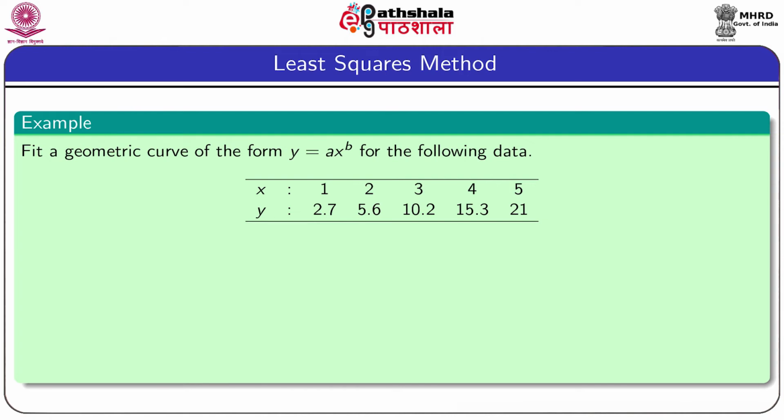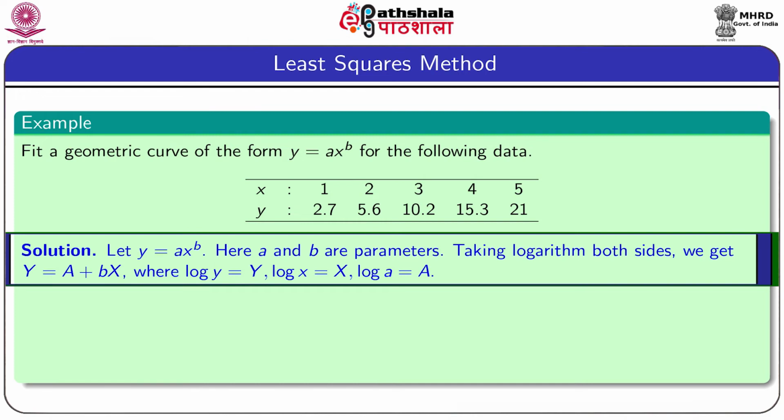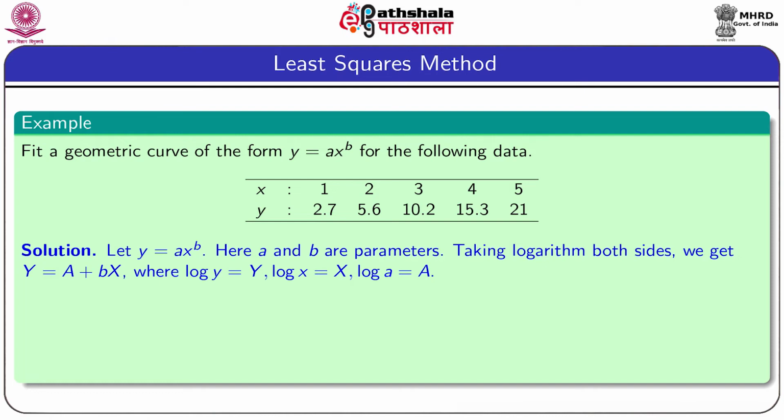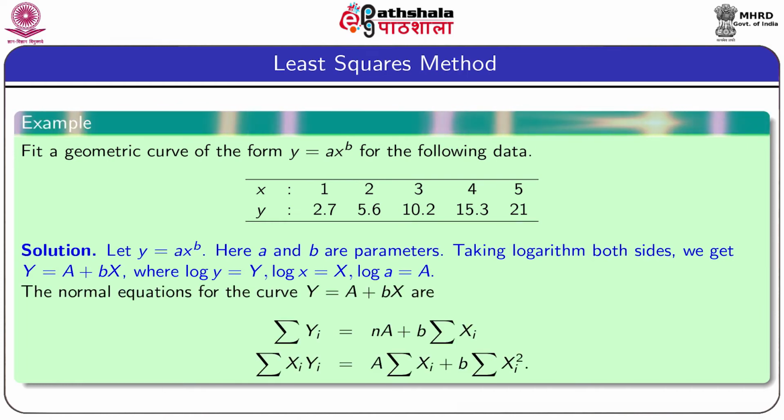Now we consider an example to fit a geometric curve of the form y equal to a into x to the power b from the following data. Let y equal to a into x to the power b be the geometric curve, and a and b are the parameters. By taking logarithm on both sides, we get capital Y equal to capital A plus small b capital X, where log y equal to capital Y, log x equal to capital X, and log a equal to capital A, as discussed in the previous slide.